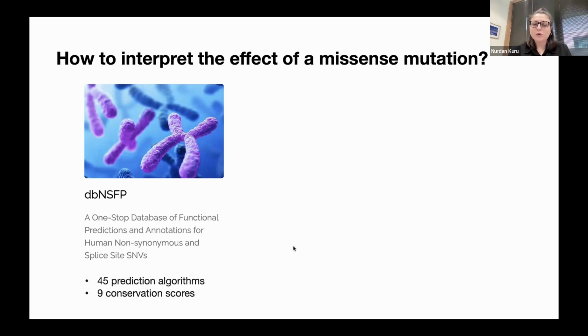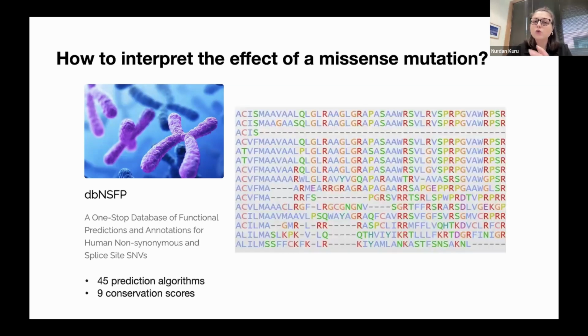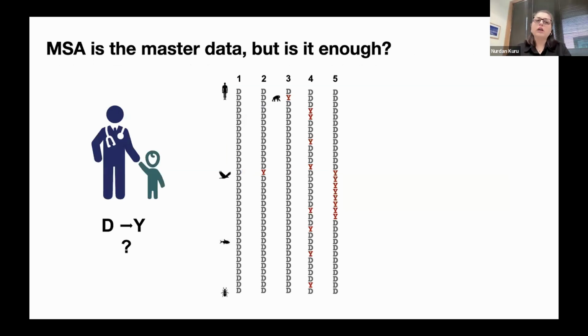Most of the existing approaches benefit from using multiple sequence alignment as the master data. But we believe that by ignoring evolutionary relatedness and just using multiple sequence alignment alone, it causes redundant counting of dependent substitutions. I will try to explain our motivation in this slide. So MSA is the master data for many tools, but is it enough? I'll try to convince you that it's not enough.